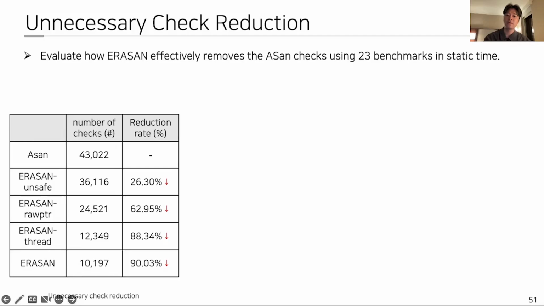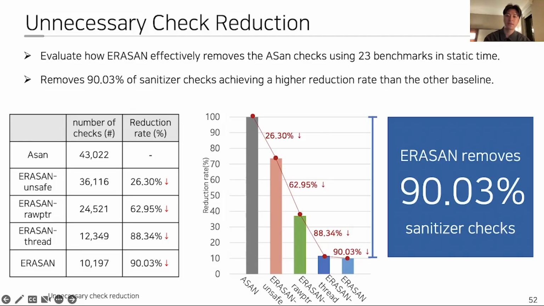To evaluate how efficiently ERASAN removes the ASAN checks, we measure the number of removed checks in static time against 23 benchmark tests. As a result, ERASAN removes about 90% of sanitizer checks. The reason why ERASAN achieves a higher reduction rate is that it can remove instrumentation to safe memory access, unrelated to raw pointers and their alias pointers.